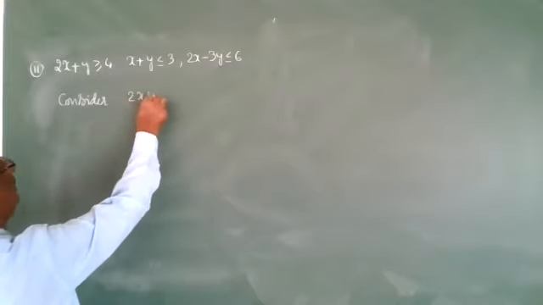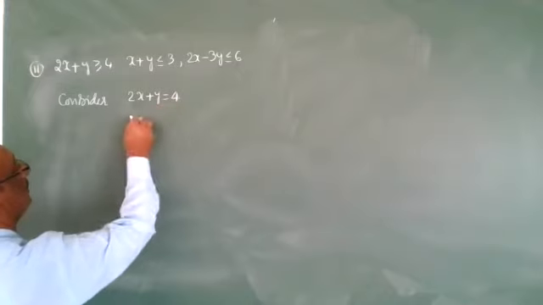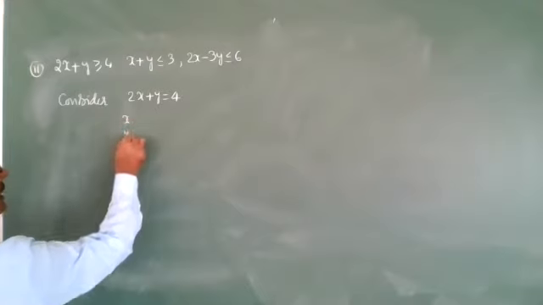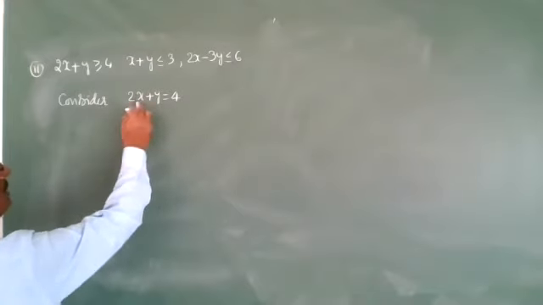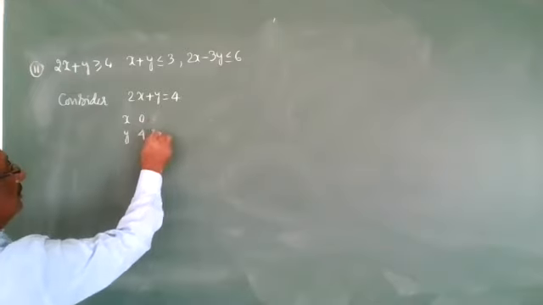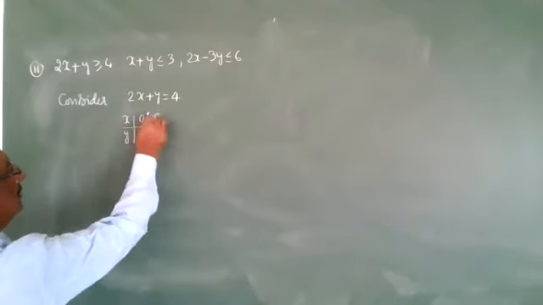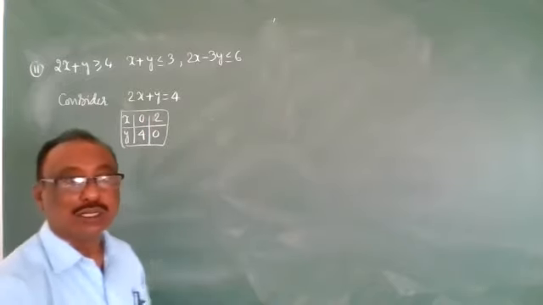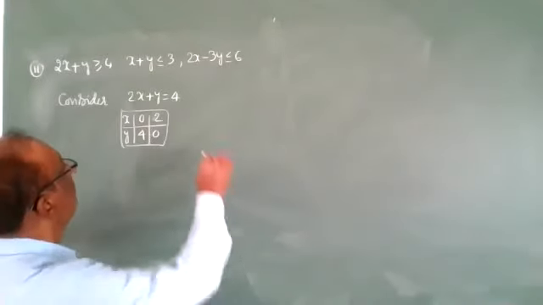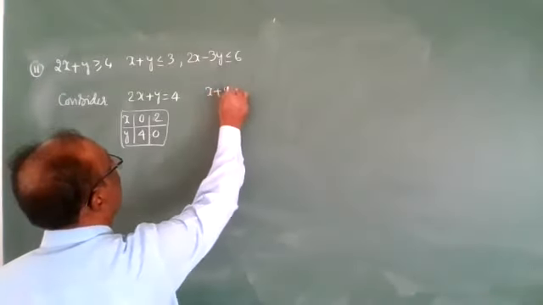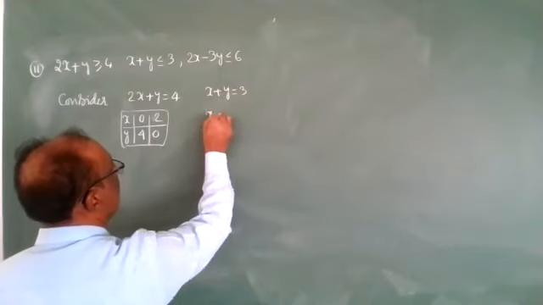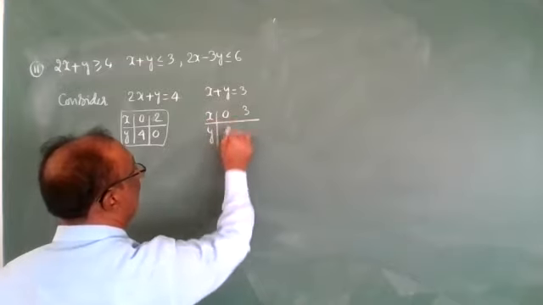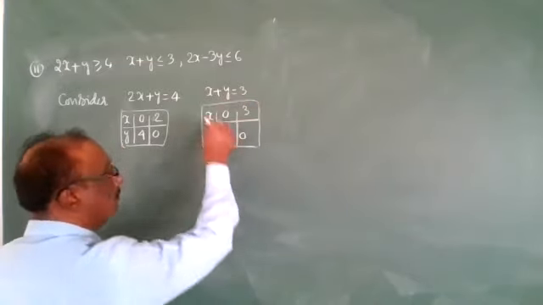Write 2x plus y is equal to 4. Write the table: x 0, y 4; y 0, x 2. I am writing the direct table, but you can write the substitution for x 0. Then x plus y is equal to 3: x 0, y 3; y 0, x 3. I am writing direct tables only, but you should write the procedure.